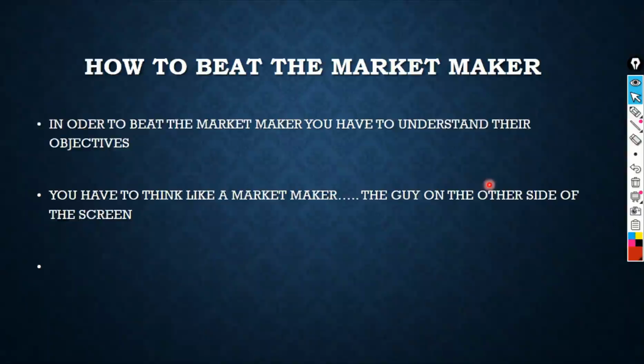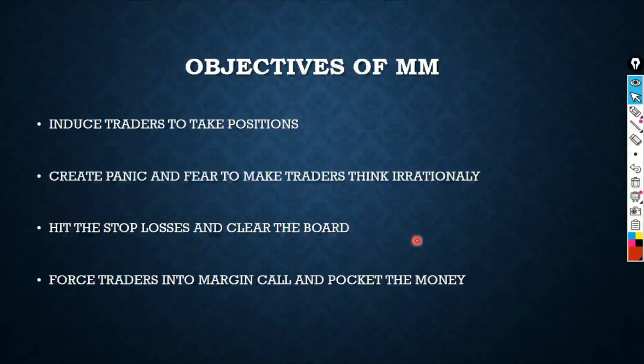So how do you beat the market maker? Like I said, in order to beat the market maker, you must understand their objectives. What is their objective? Why do these guys come to work? They come to work to make money. How do they make money? They make money by tricking us. So you have to think like a market maker, the guy on the other side of the screen. Don't ever think like a retail trader. Of course I'm a retail trader, but I think like a market maker. I know what a market maker does. So these are some of the objectives of the market maker.